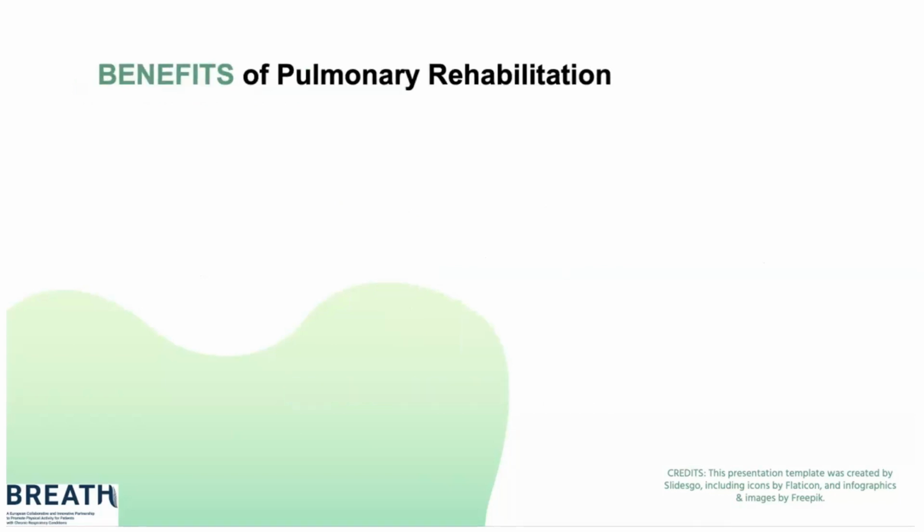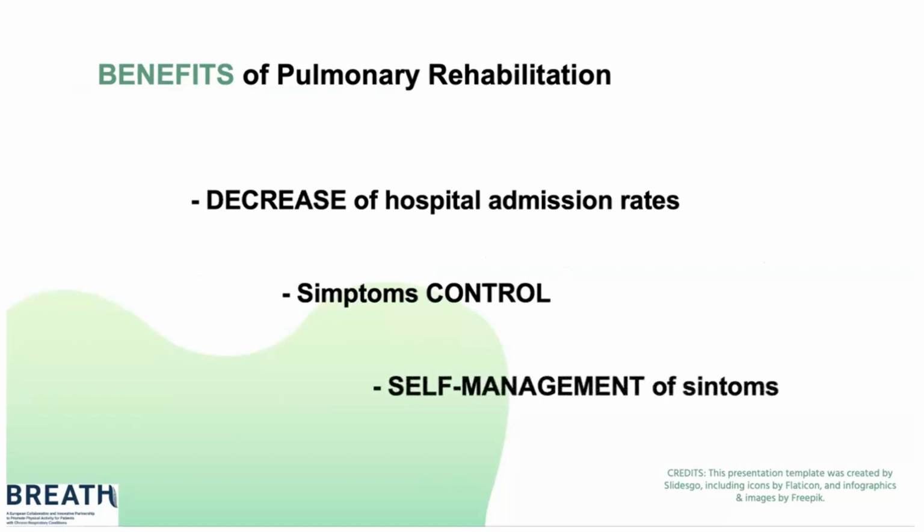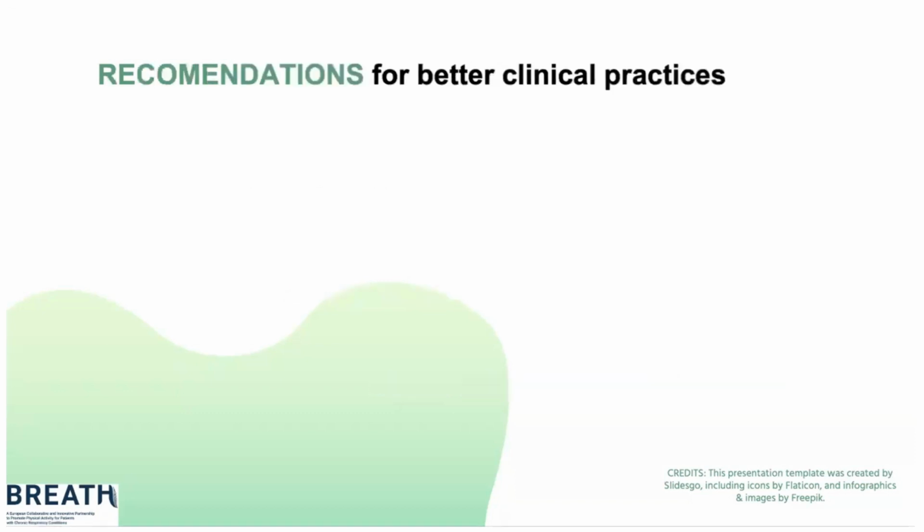So the strategy most commonly referred to is pulmonary rehabilitation, which involves a set of procedures that relieve the symptoms of patients. Besides that, pulmonary rehabilitation is described as a way of decreasing hospital admission rates, providing better control of the patient's symptoms, and, very important as well, self-management of symptoms for the patients. So they can understand what to do and when if a crisis appears.